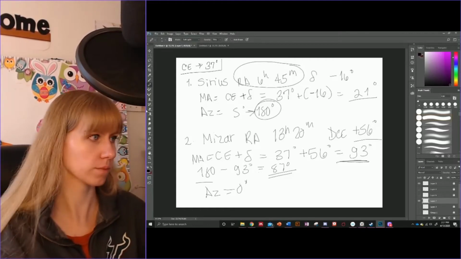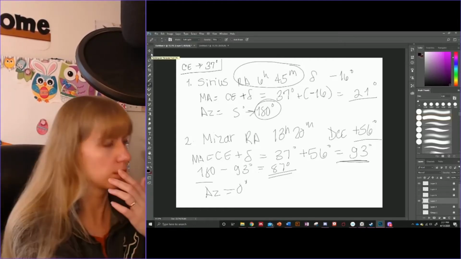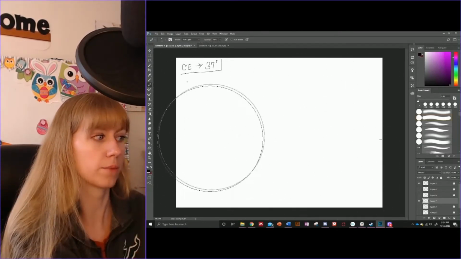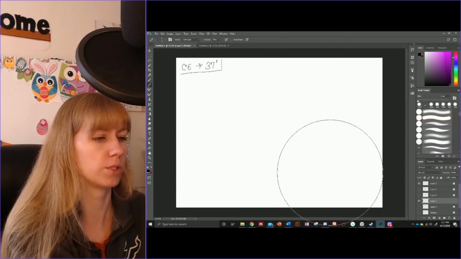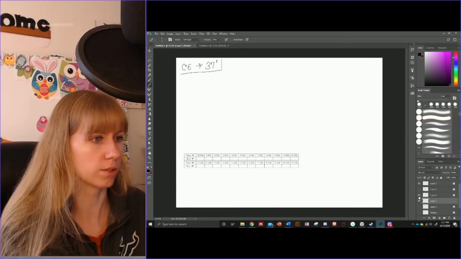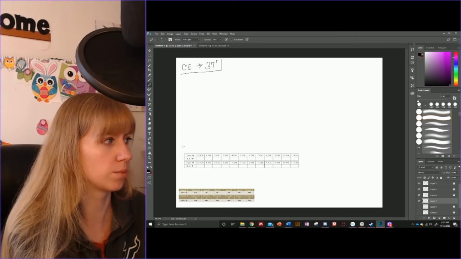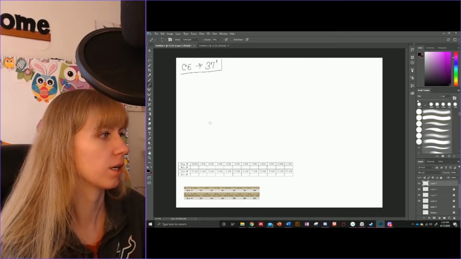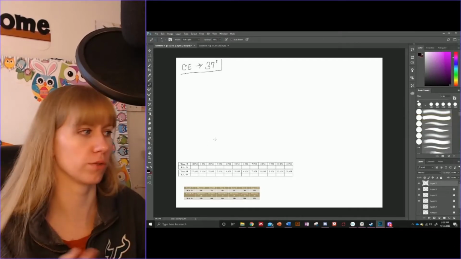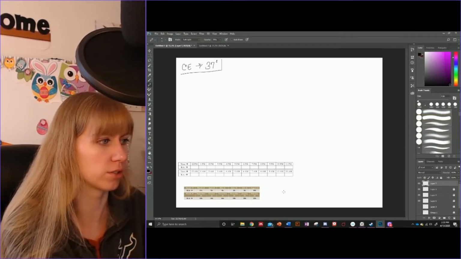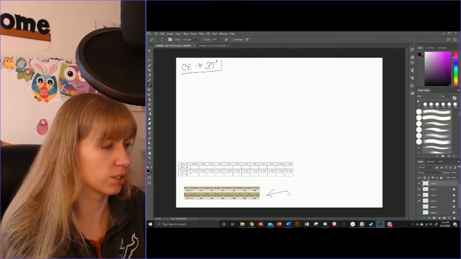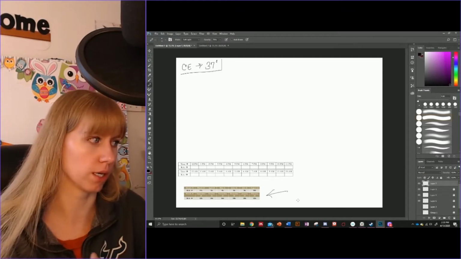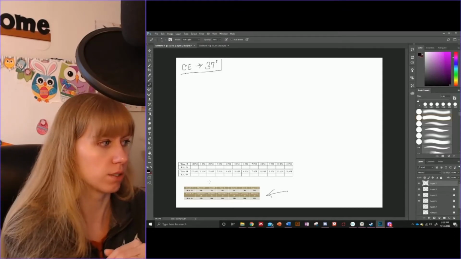Alright, now let's go on and talk about time. Time is when we're going to be using our maximum altitude. In order to do time, we're going to need both of these charts over here. In order to find what time your star is going to reach maximum altitude, you are going to need these charts. This first one has to do with when the sun will be reaching maximum altitude, and it actually starts with the spring equinox.